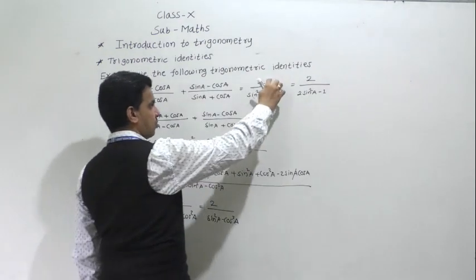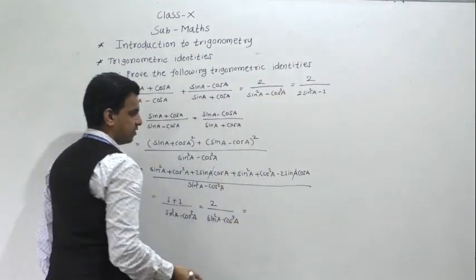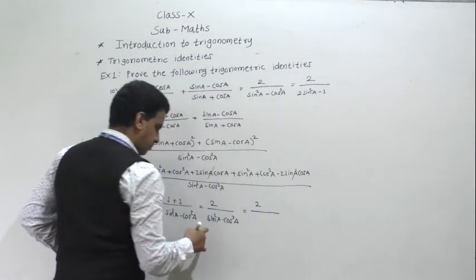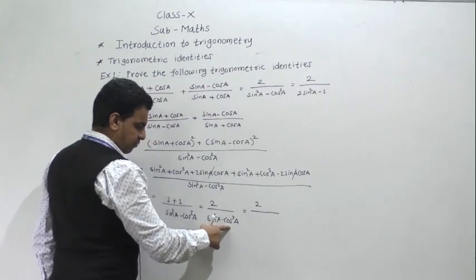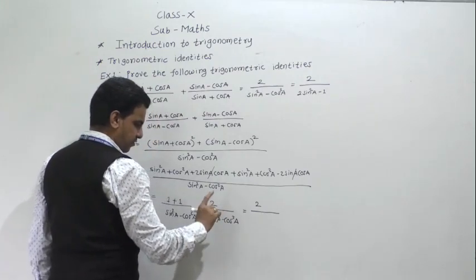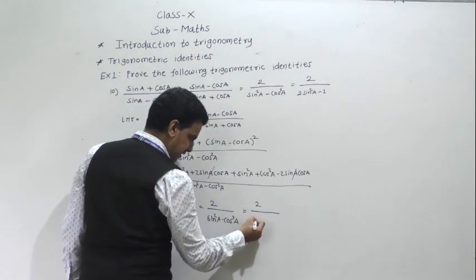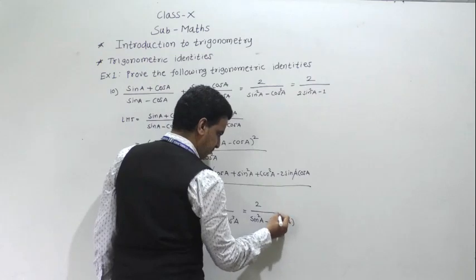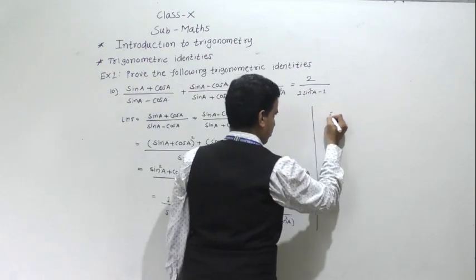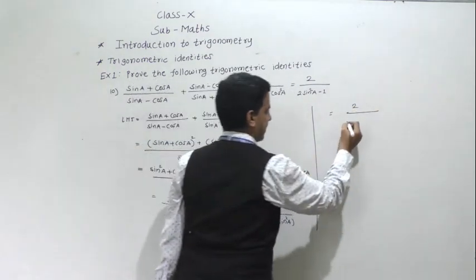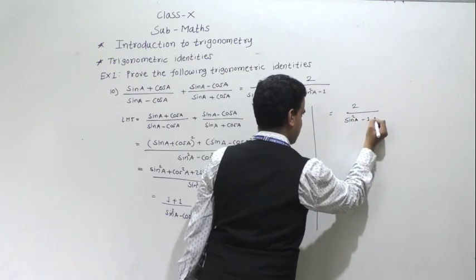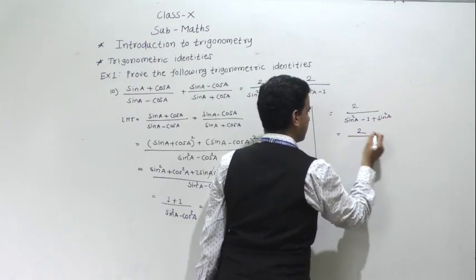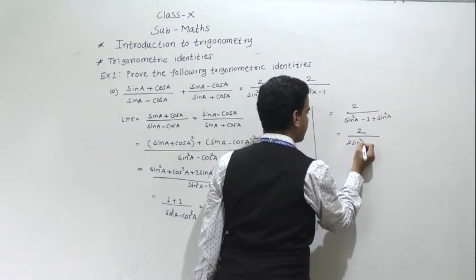Okay, so this is the first one, 2 upon sin square a minus cos square a. Now the second one, we have to show that it equals 2 upon 2 sin square a minus 1. Here we have to replace cos square a by 1 minus sin square a by the first identity. So sin square a as it is, minus cos square a, which is 1 minus sin square a. So we have 2 upon sin square a as it is, then minus 1 and minus minus plus sin square a. So 2 upon sin square a plus sin square a, that is 2 sin square a minus 1.